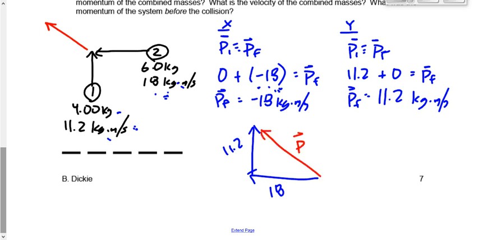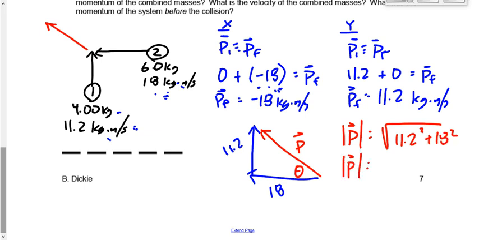Now, this is P, right? Not V, because I'm doing the Pythagorean theorem with momentum as opposed to velocity. If you found velocities, you could find the hypotenuse of the velocities. I'm just doing it with momentum instead, that's all. So P is the square root of 11.2 squared plus 18 squared, which gives me a value of 21.2 kilograms meters per second.